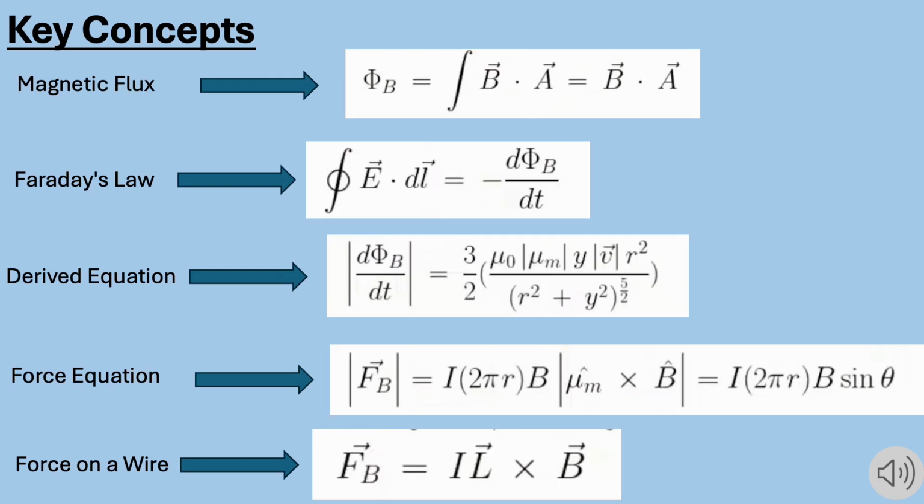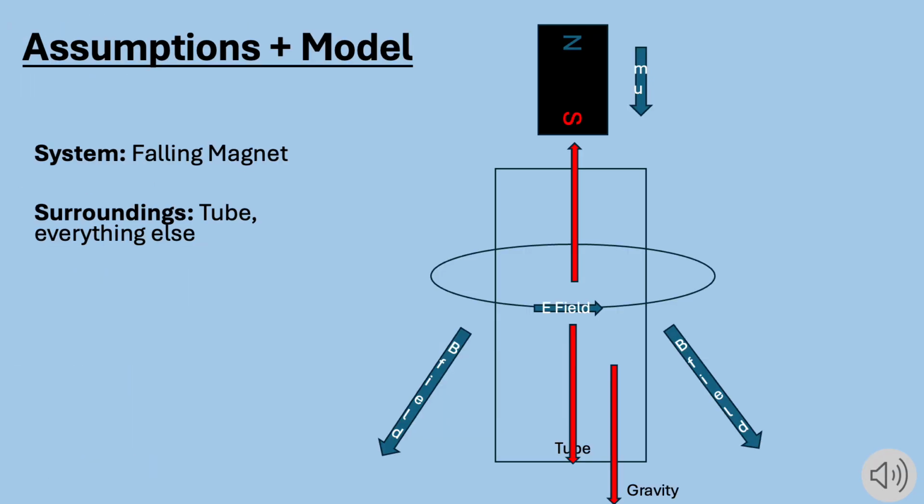Here are the key concepts and equations that we need to understand. First of all, we just have what magnetic flux is. Then Faraday's law takes that to the next level, and they observe the change in magnetic flux and how that creates an EMF. We took a derived equation from Faraday's law to model what's going on, and we also kept our force equations and force on a wire equations in the back of our mind because we are still looking at that. So here are our assumptions and models.